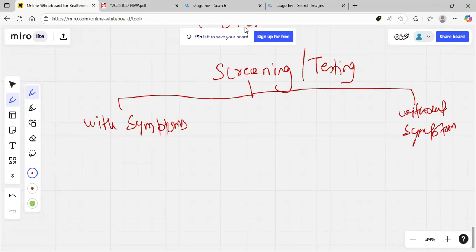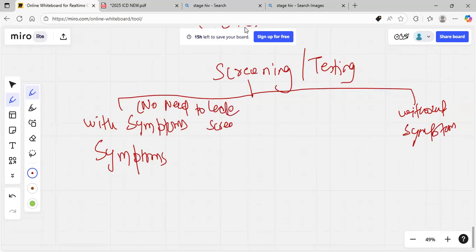So let's say the patient is coming with the symptoms, we have to code symptoms. We will not code the screening. We have to code symptoms. No need to code screening. We are not going to code the screening, you have to code the symptoms. And if the patient is coming without symptoms, then only you have to code the screening code, because the patient does not have the symptoms and is coming solely for the screening purposes, so you are going to code the screening.